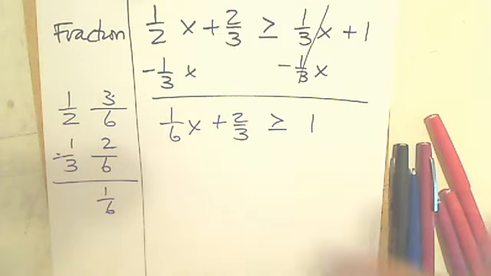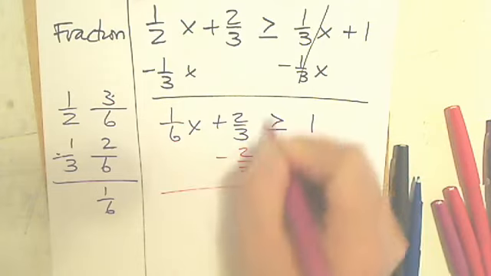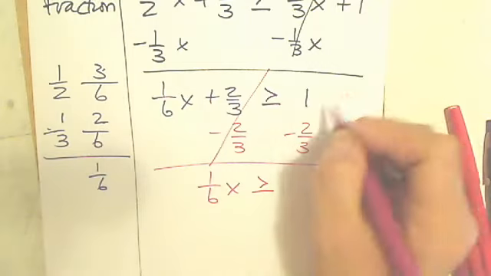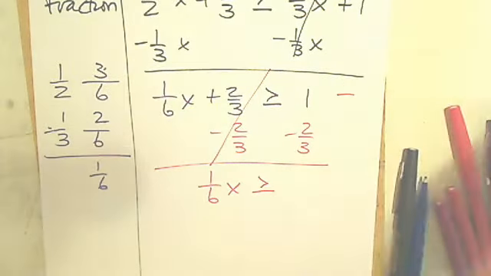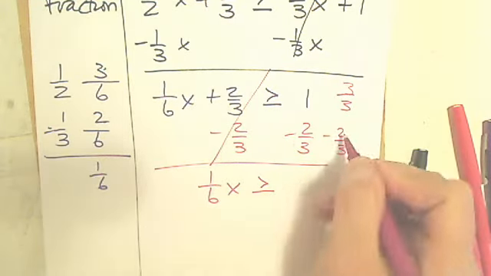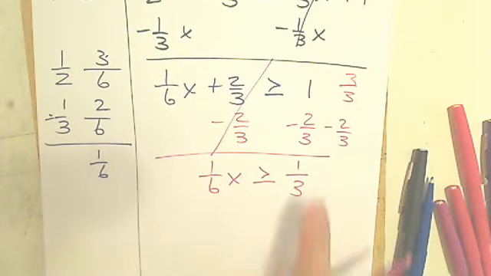Okay. Next, I subtract 2/3 on both sides of the sign. 1/6x comes down. The sign comes down. This is 1 whole. Oh, sorry, that's going to be 3 over 3 and 2 over 3. 3 minus 2 is 1/3. It's not negative, it's positive. Questions on how I got 1/3?